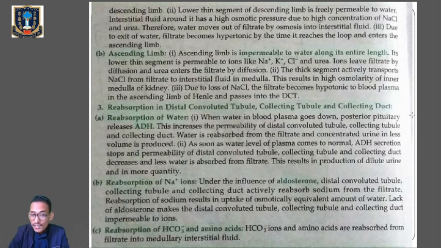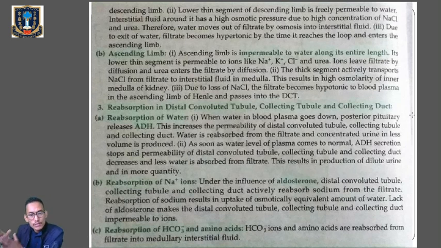This ADH hormone will increase the permeability of the DCT, collecting duct and collecting tubules. So water will be reabsorbed from the filtrate, and the urine will be concentrated and produced in lesser amount. So when the blood plasma has a lower concentration of water, the posterior pituitary will release ADH, antidiuretic hormone. This will increase the permeability of the DCT, the collecting tubules and the collecting duct, so water will be reabsorbed from the filtrate, and the urine becomes concentrated and is produced in lesser amount.